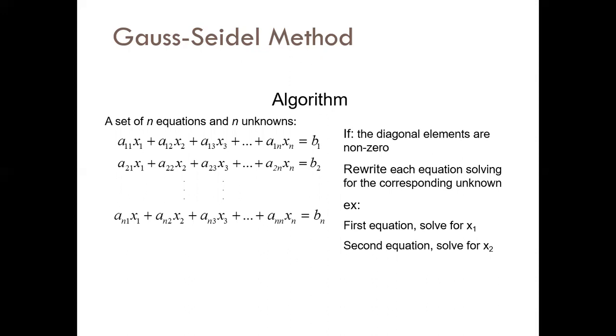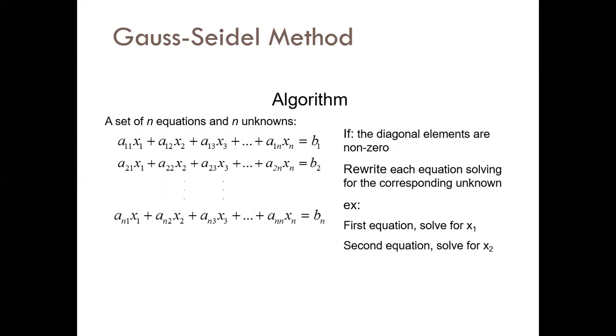These are n equations: a11 x1 plus a12 x2 plus a13 x3 up to a1n xn is equal to b1. Similarly, a21 x1 plus a22 x2 plus a23 x3 up to a2n xn is equal to b2, and so on up to an1 x1 plus an2 x2 plus an3 x3 up to ann xn is equal to bn.